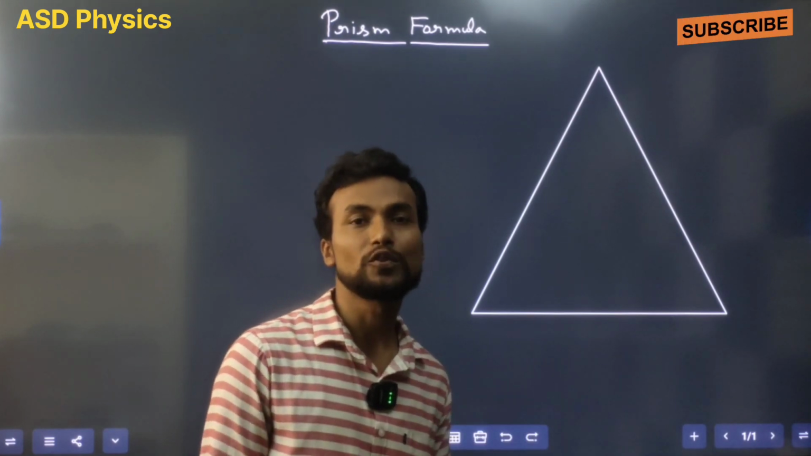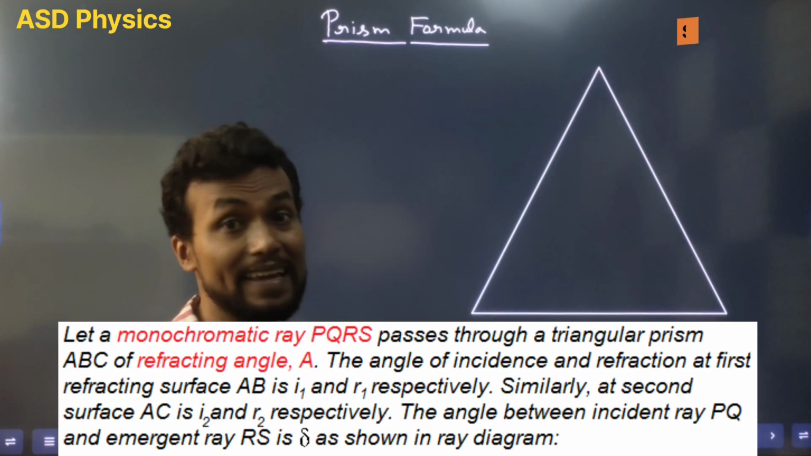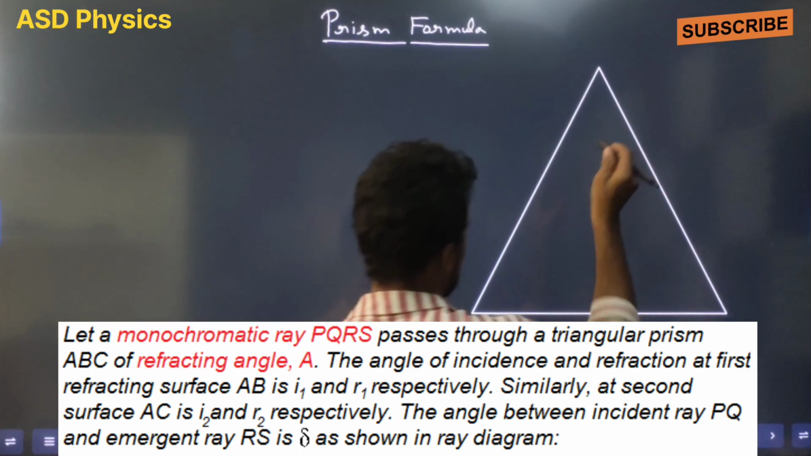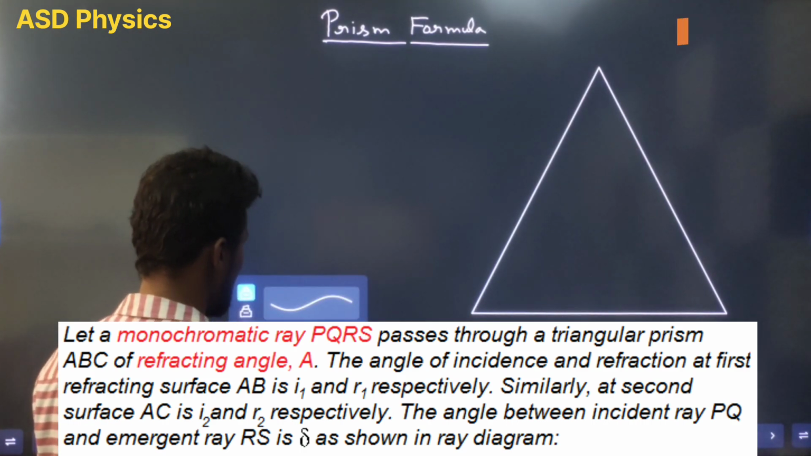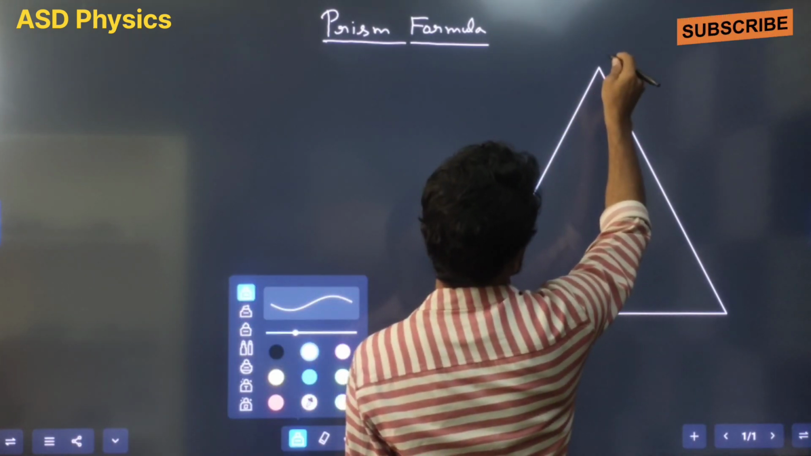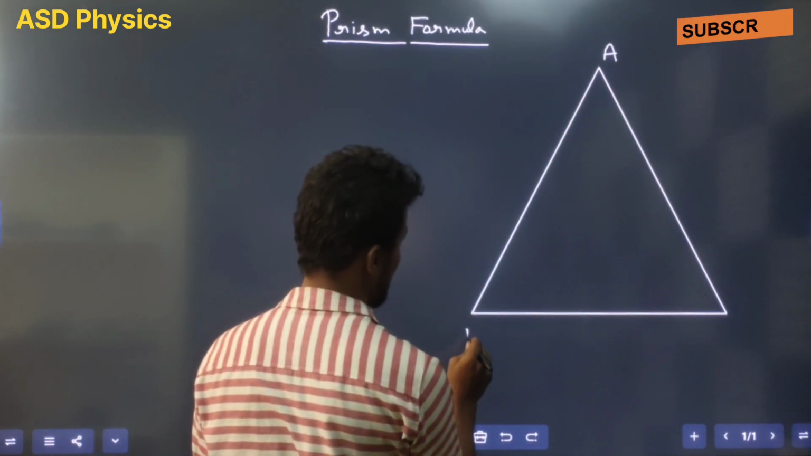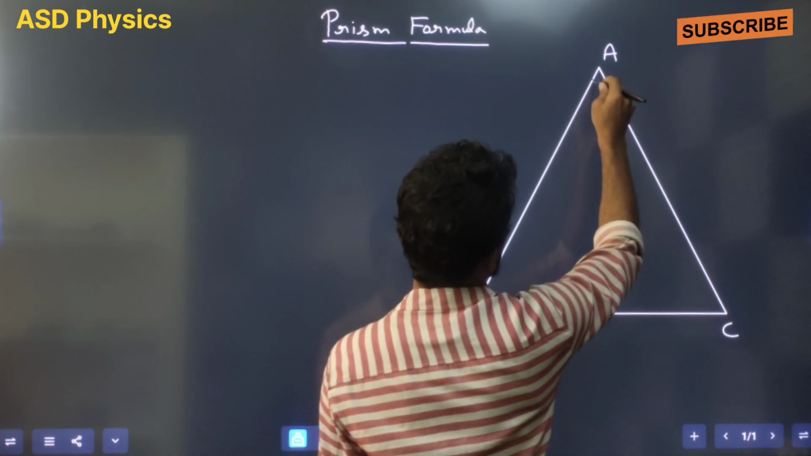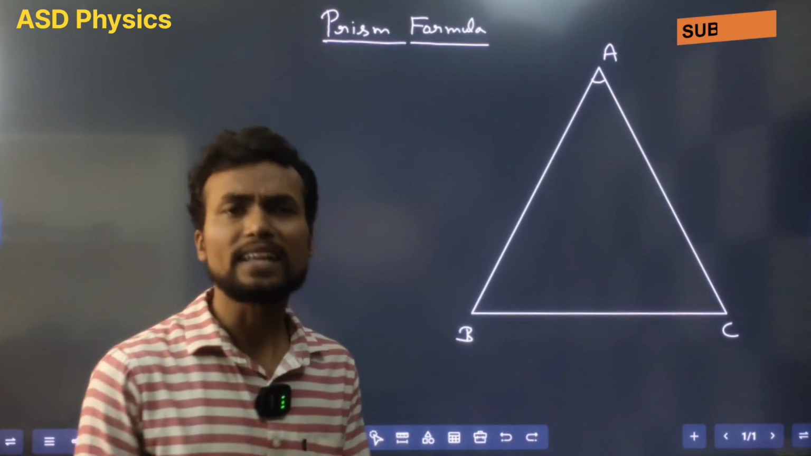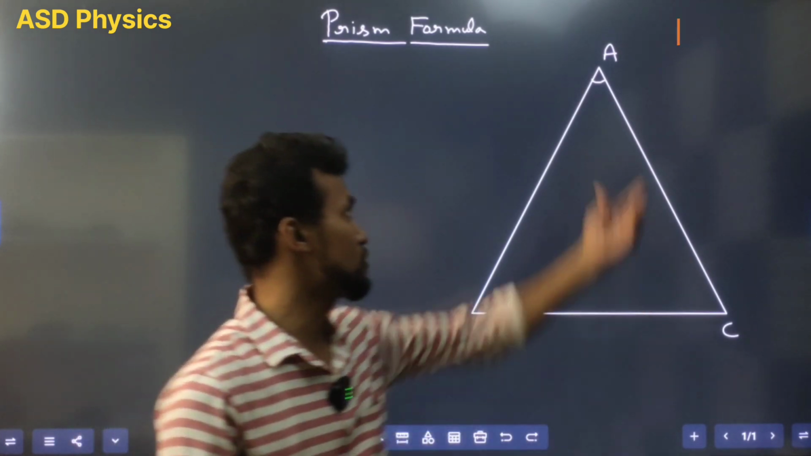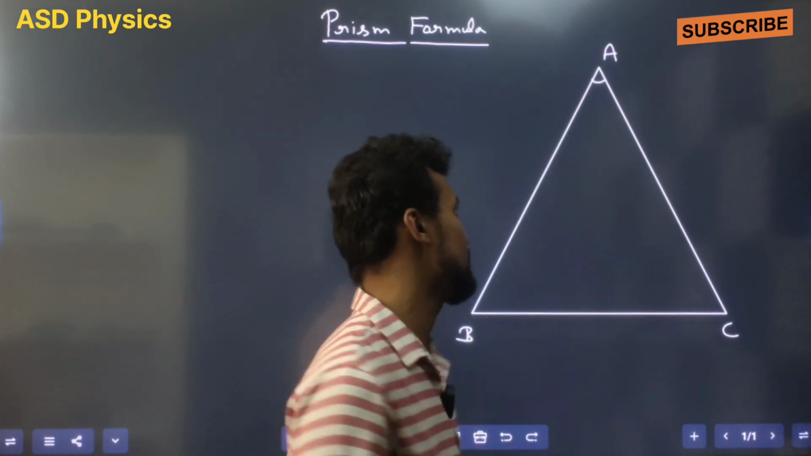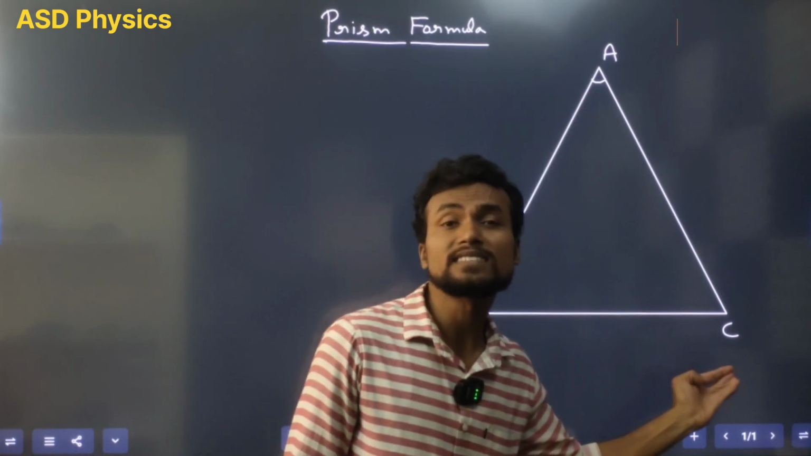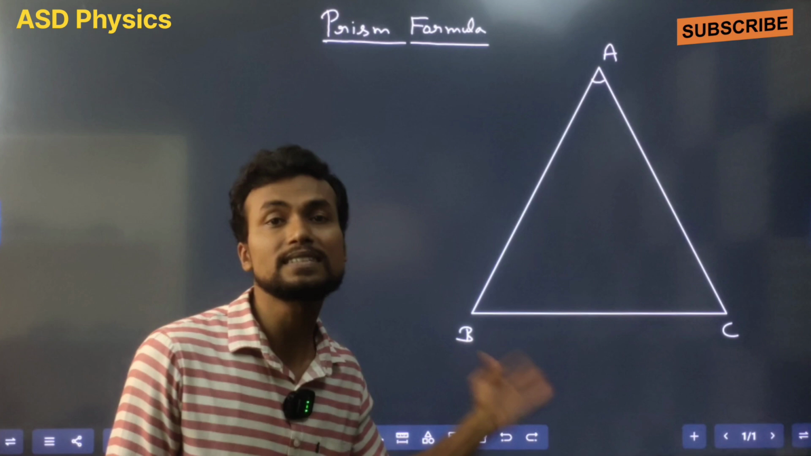Now I am going to draw the diagram. You just track it very well, how we will draw it. Here the prism is there. First let me give the names: this is A, this is B, and this is C. Here one angle will be there. This angle is called the refracting angle of the prism, or the prism angle also. I will use the term A for the prism angle. After that, this is the first refracting surface AB, AC is the second refracting surface, and this BC is the base of the prism.